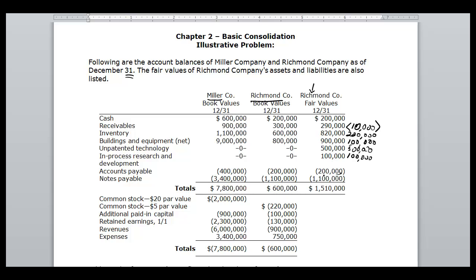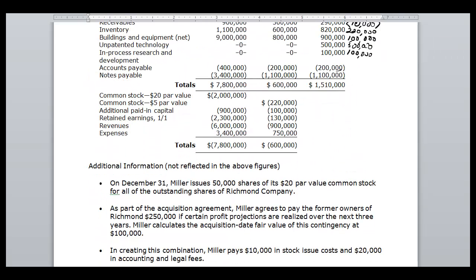Now the liabilities are just coming over just as they are, and so we've now, I think, done a good job of determining what we have as far as the market values for Richmond. And of course, Richmond is a company. It's a C corporation. It has stock. It has paid-in capital, and of course some retained earnings to go along with it. But we'll see how we handle this stuff in the consolidation a little bit later on.